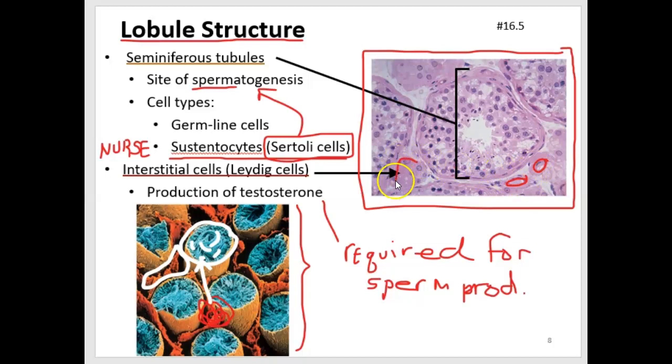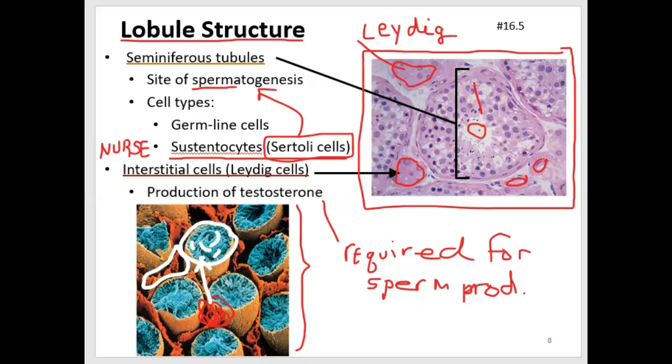But you also see these groups in between seminiferous tubules. And these groups of cells are the interstitial cells, so the cells of Leydig. And that's where testosterone is produced. Inside the seminiferous tubules is a lumen, or a space, and that's where the sperm are going to flow through the tubule network. And within the wall of the seminiferous tubule you can see various cells.